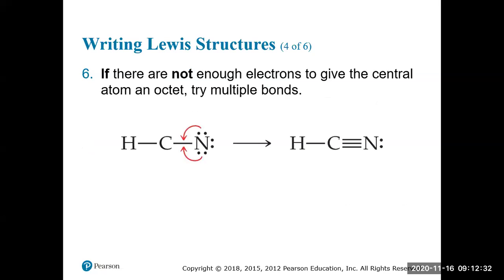So there are instances where you don't have enough electrons to have that central atom have an octet. And that's where you have to play around a little bit and see if having either a double or triple bond gives you enough to form an octet around that central atom.